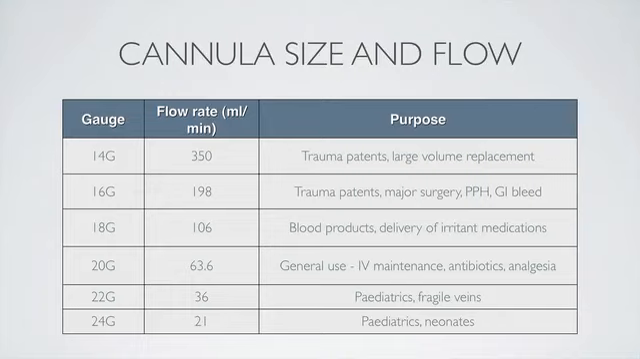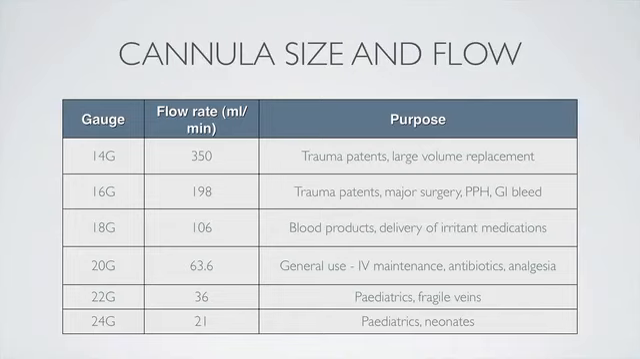And we can use different size cannulas to give intravenous fluids at obviously different rates. So if we want to give large volumes of fluids very quickly, such as in trauma patients or patients who require large volumes of replacement, you use a larger size cannula, such as a 14 or a 16 gauge cannula.